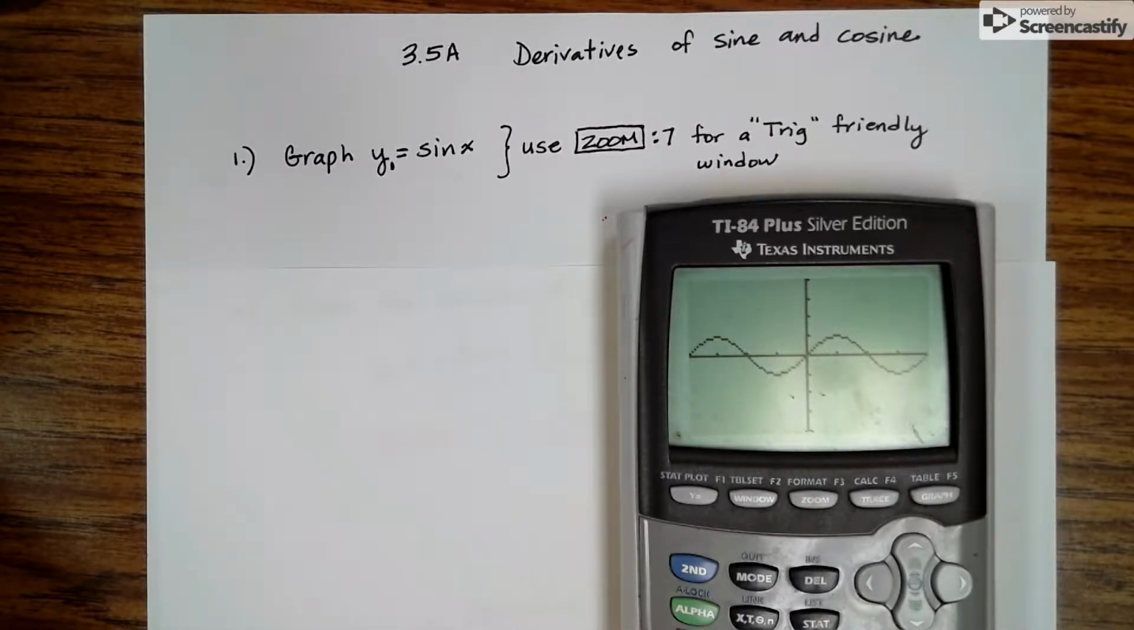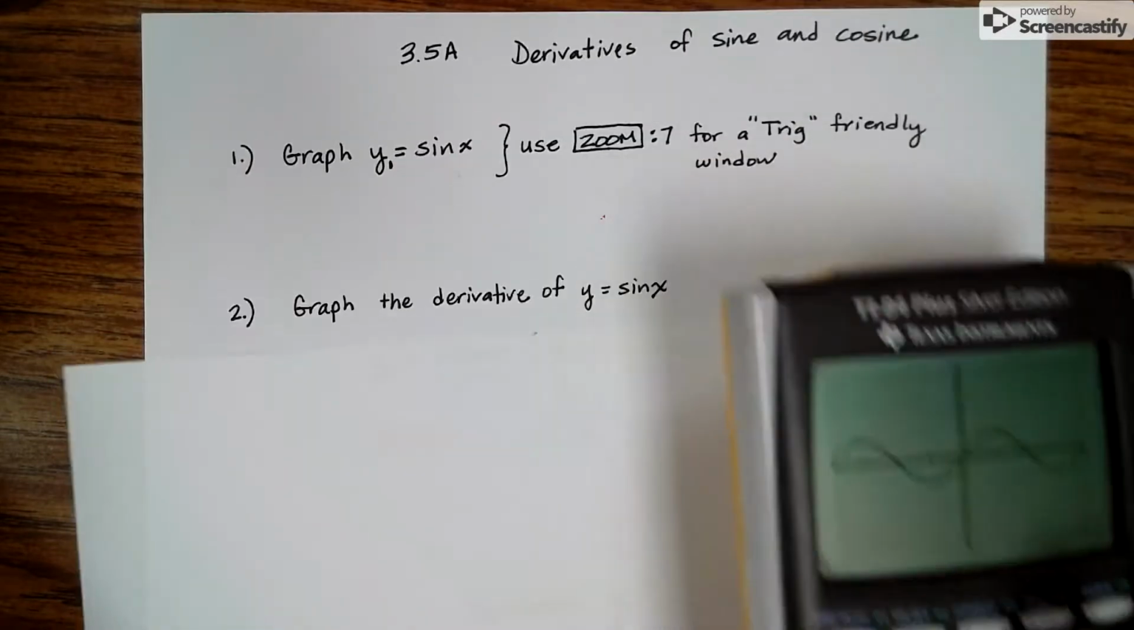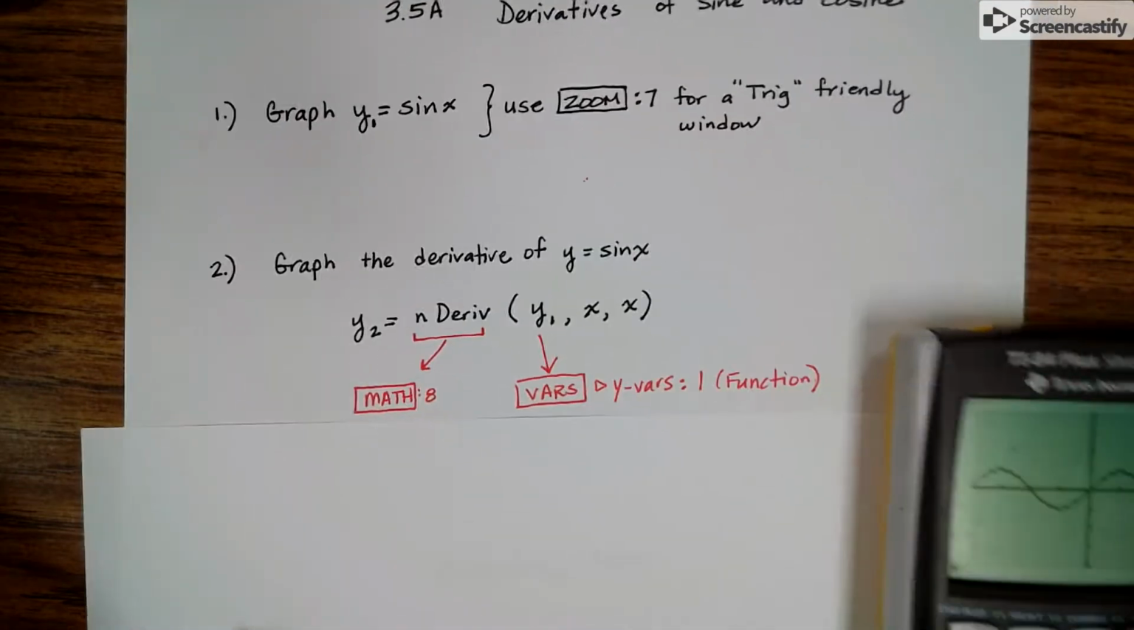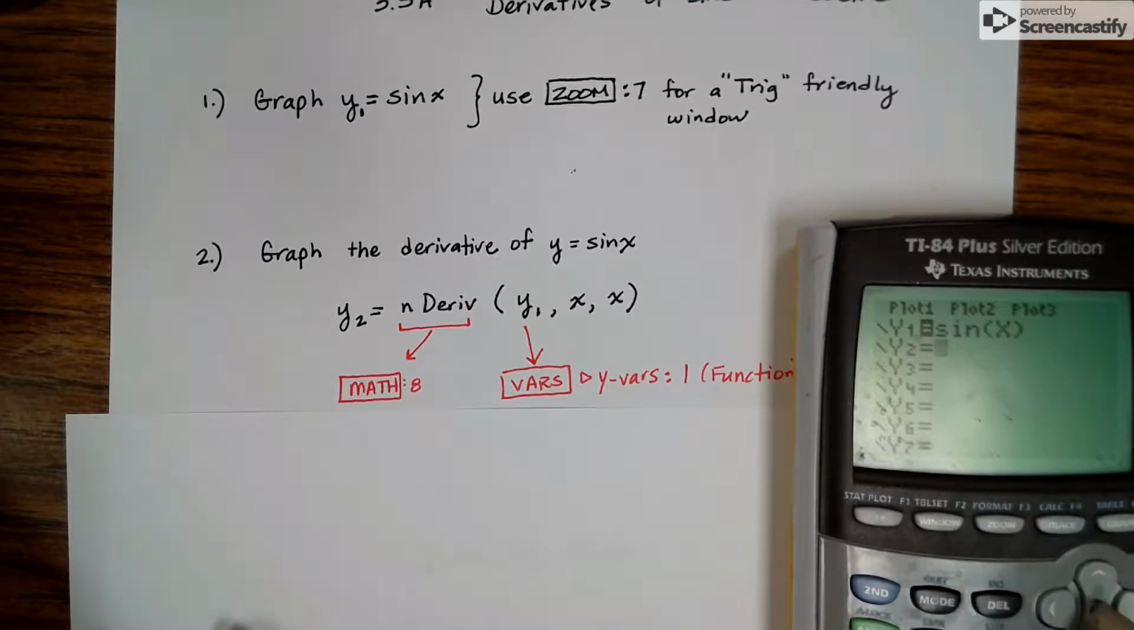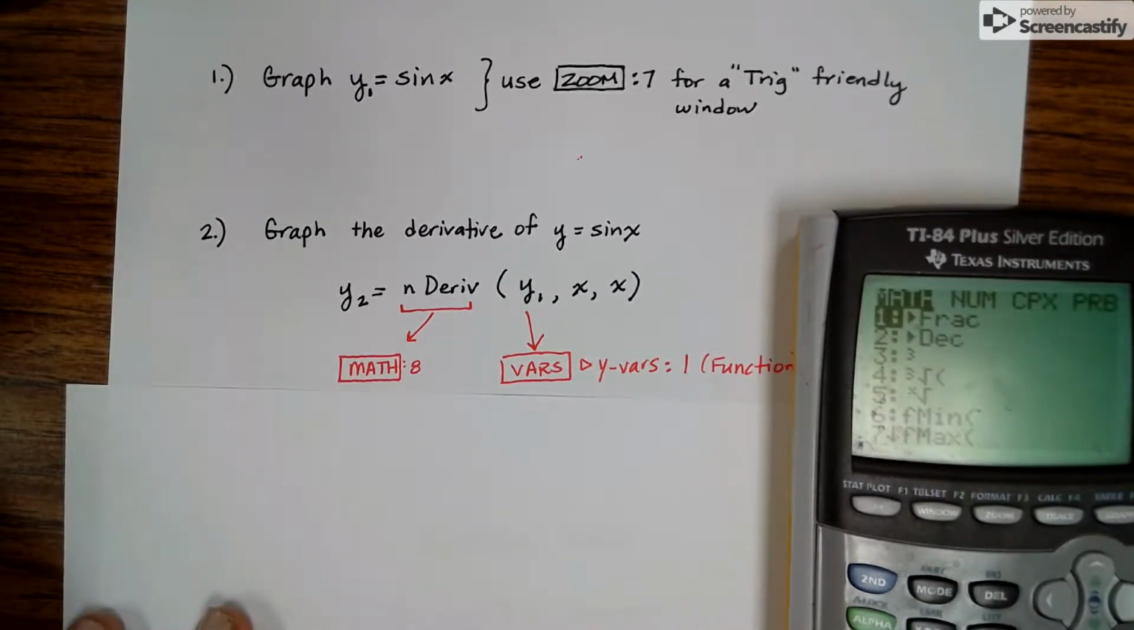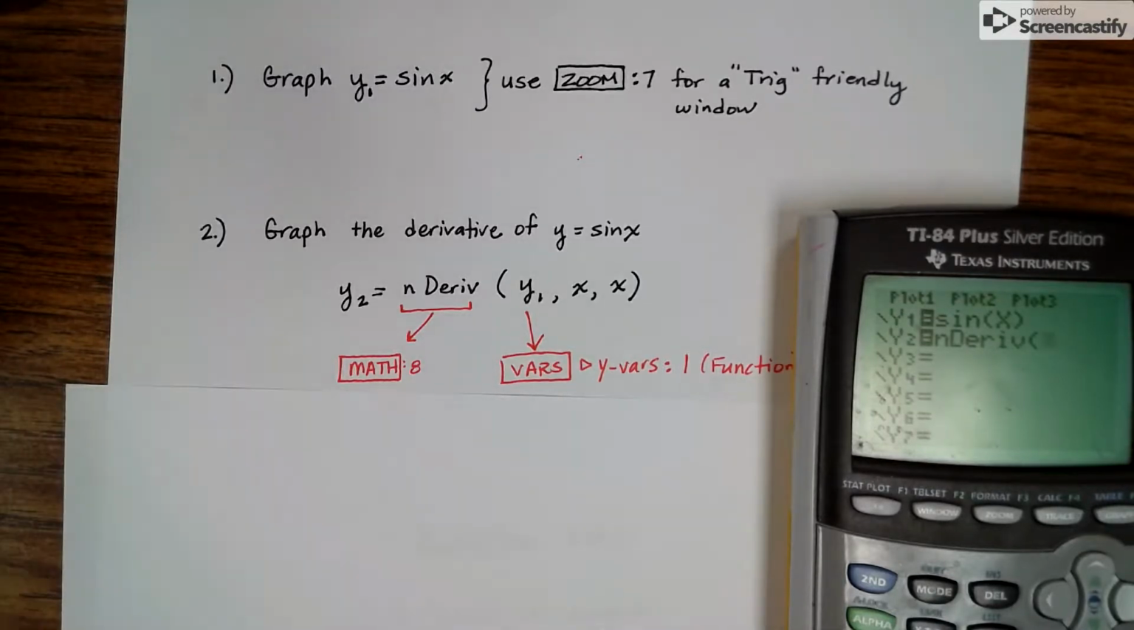All right, so there is the sine function. And so what we're going to do, we're going to graph the derivative of the sine function. To graph the derivative, I'm going to go back to y equals, go to y2. I'm pushing math and choose number 8. So now it says nDeriv.